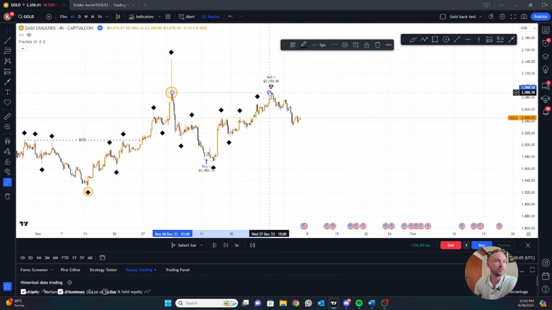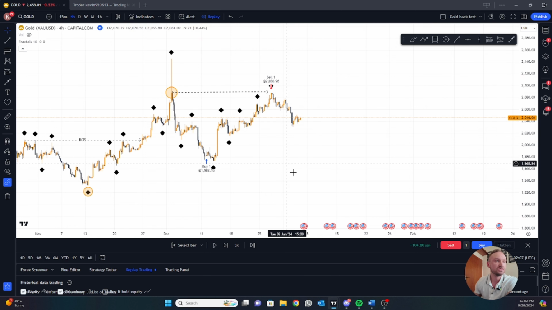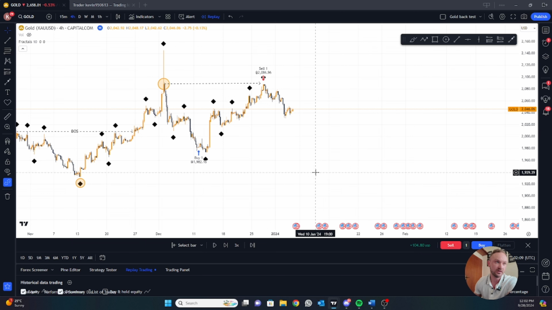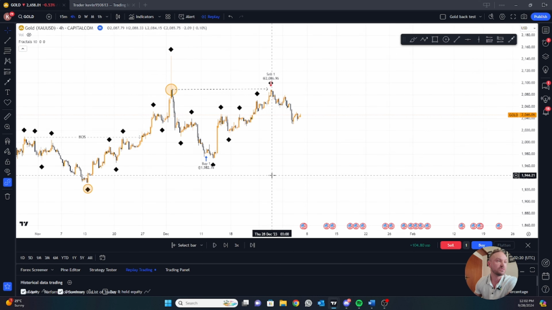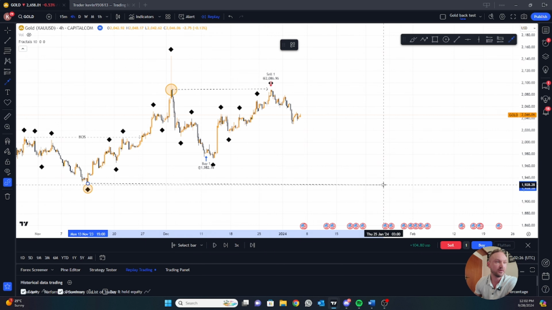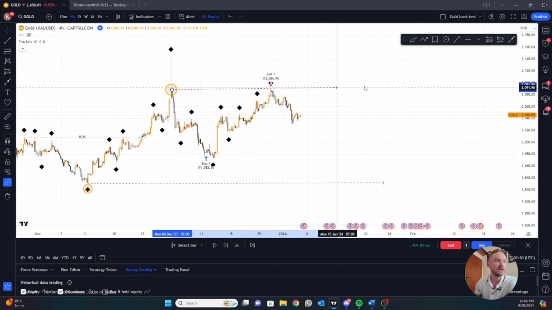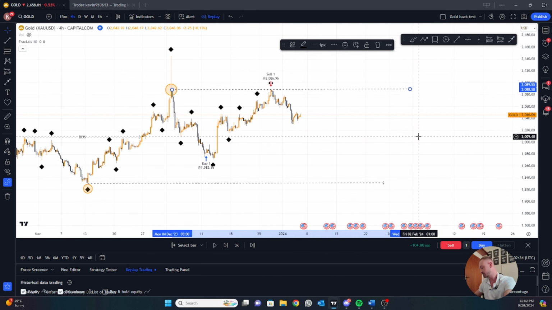Okay, so it looks like we found resistance here. So if we do get a change of character to the downside, we will be looking for sells. If we do get another break of structure to the upside, we will only be looking at buys. Let me just mark out the range. So we need to break this low down here to be able to start looking for sells. And we need to break this range here to look for buys.